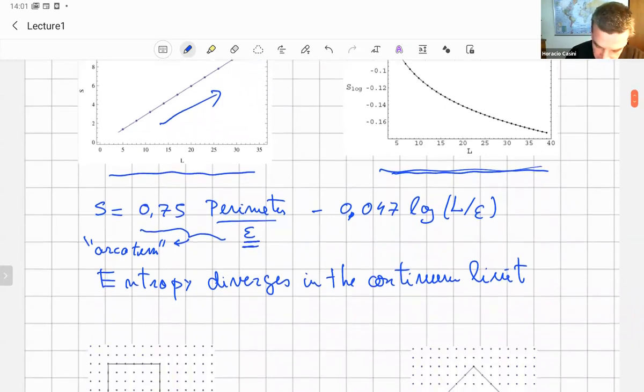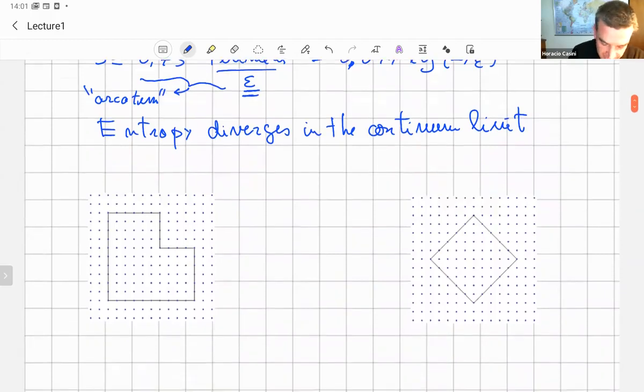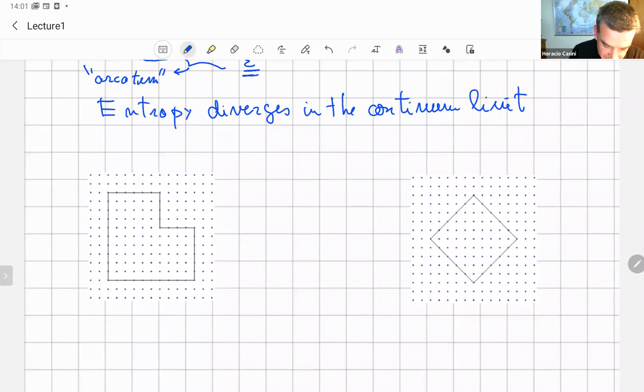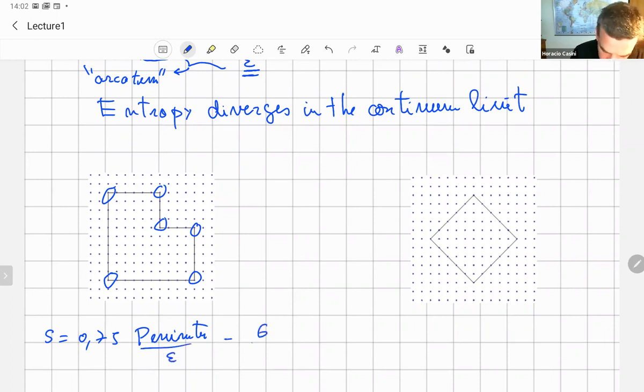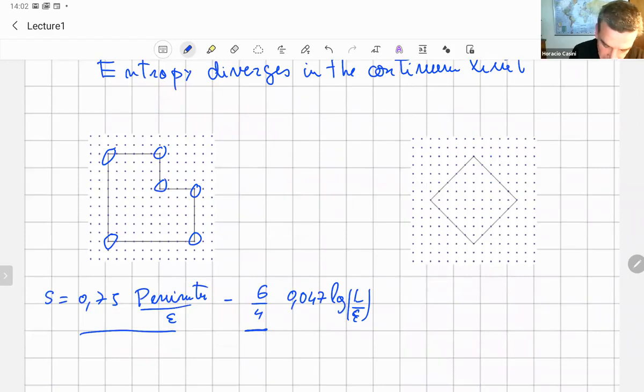But now you can also, you have your program in your lattice, then you can start computing other things. For example, this object here in the left has a square size, but has more vertices than the square. And what you get there is the same perimeter law, but the coefficient of the logarithmic term is multiplied by 6/4 with respect to the square. And you can think, well, it is because now I have six vertices, and before I had just four.